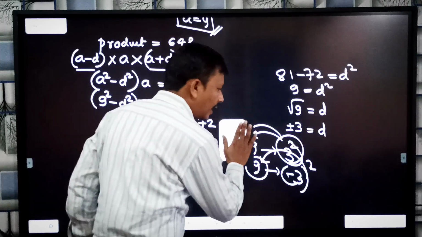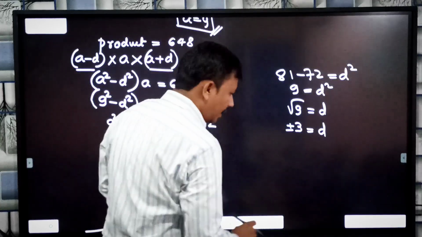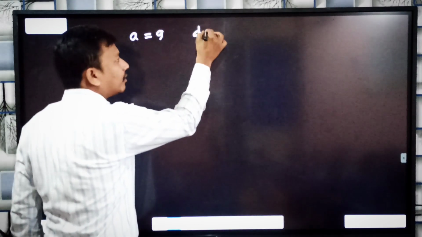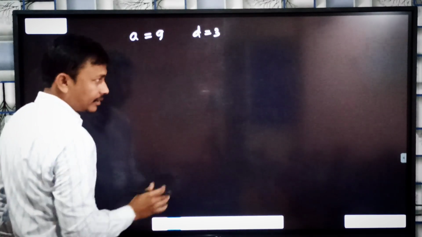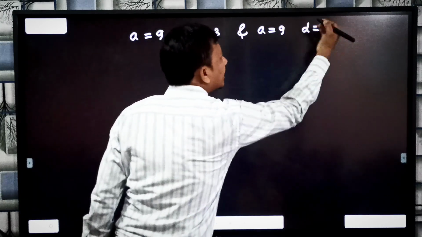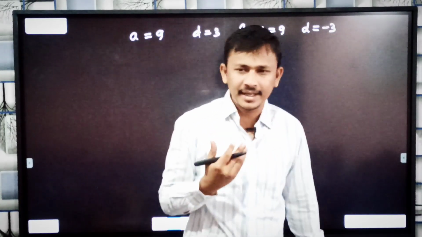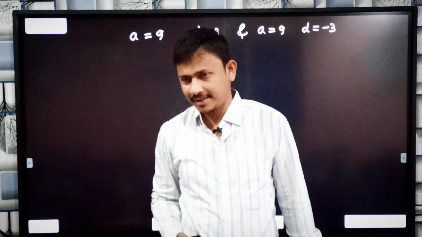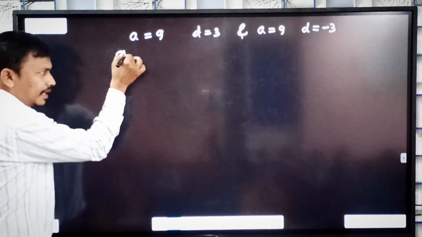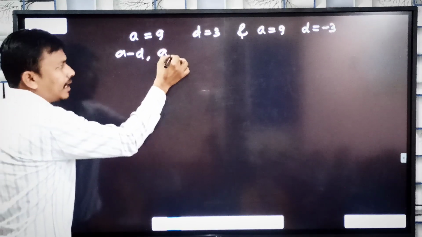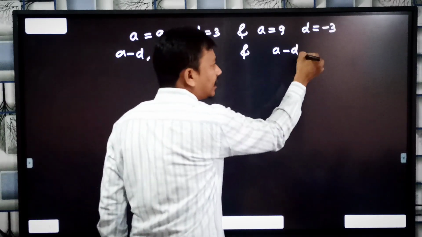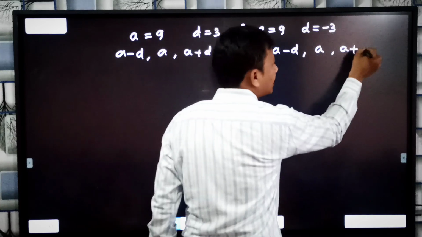What we got? a value and d value. What is the a value? 9. Therefore a is equal to 9 and d is equal to 3. One set. And a is equal to 9, d is equal to minus 3. On one side take plus 3, on the other side minus 3. Understood? Next, what are the terms? a minus d, a plus d. And on this side, look, a minus d, a plus d.